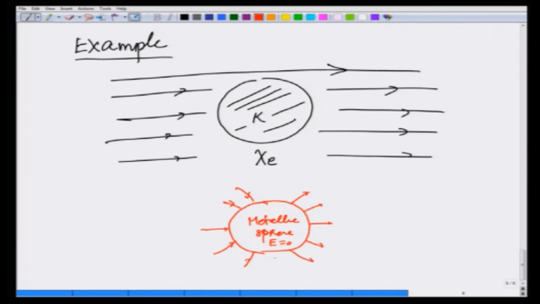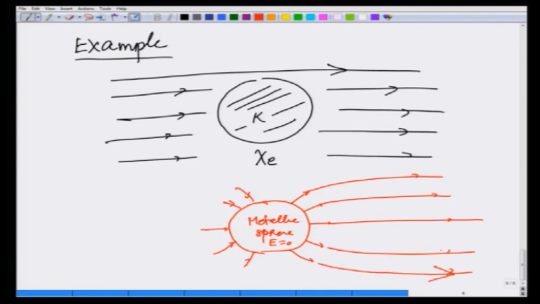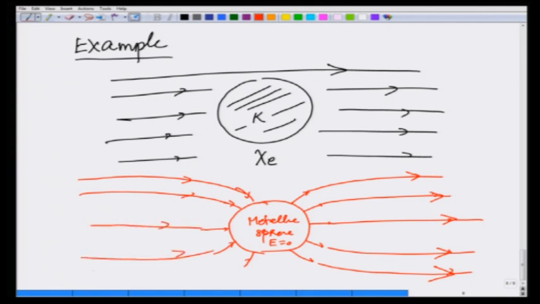And far away, the effect of this sphere would wear off, and therefore I should have the same field as the applied field.